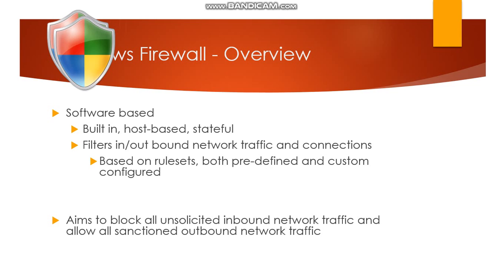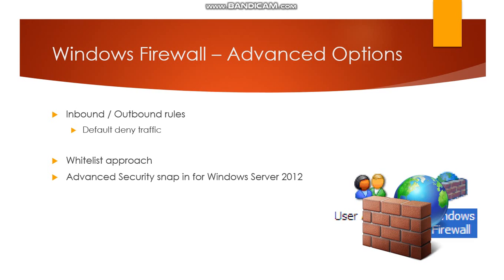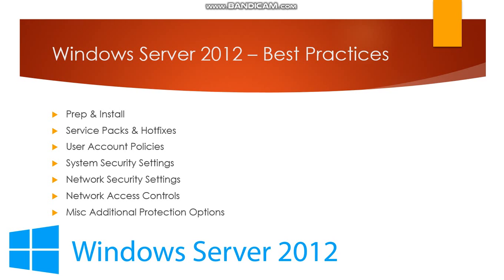This is Windows Firewall: software based, built-in, host based, stateful. It aims to block all unsolicited inbound network traffic and allow all solicited outbound network traffic. So the rules are inbound rules, outbound rules, and connection security rules. As you can see, default traffic handling, a whitelist approach, and advanced security snap-in for Windows Server.